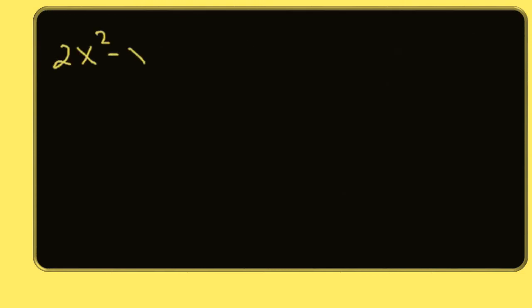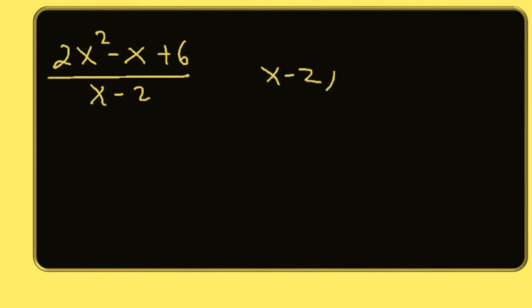Let us try another example. 2x squared minus x plus 6 divided by x minus 2. Now you can factor the numerator, factor and cancel, but you can also use the other method. So for this particular example, let's use long division.